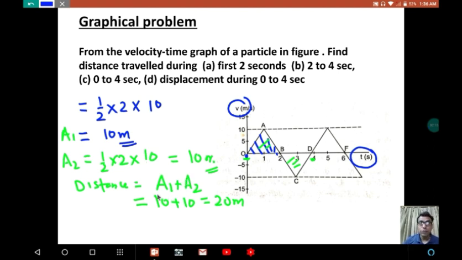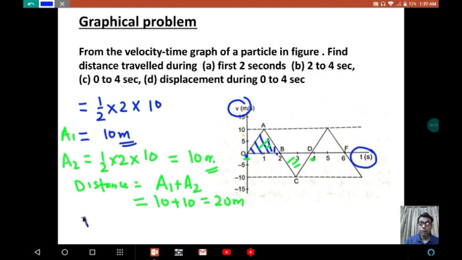What will be the displacement? Now what will be the displacement from 0 to 4 seconds? Displacement we have to calculate as: जो भी एरिया ऊपर की तरफ होगा x एक्सिस के, that is considered as positive, and the area which is below the x-axis, that is considered as negative. So we just sum up the areas but put the negative sign for below the x-axis.